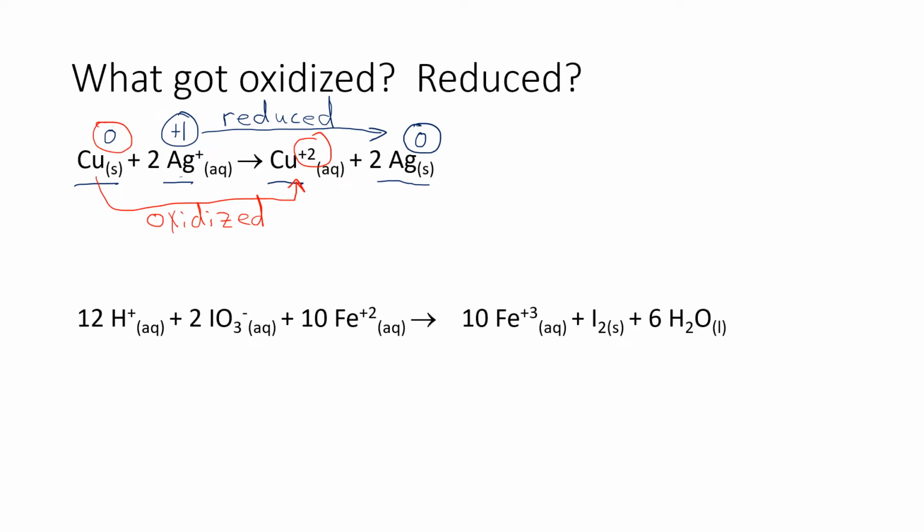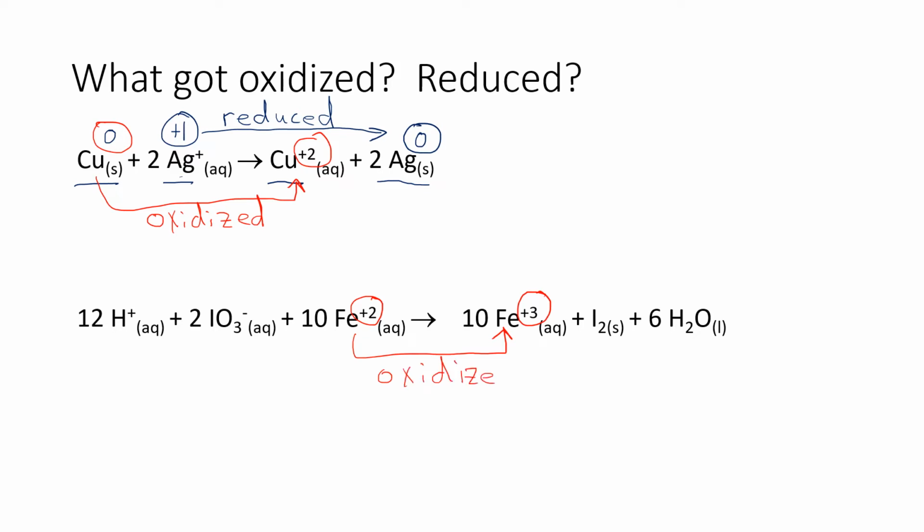Now the next reaction is a little bit more complicated. There are a lot more species here. There just seems to be a lot more going on. The good news is that one of these species is wearing its oxidation number on both sides. So if you look through this reaction, notice that on the left-hand side, we have iron ion with a +2 charge, and on the right-hand side, we have iron ion with a +3 charge. So when that +2 increases to +3, that's the thing that's going to be oxidized.